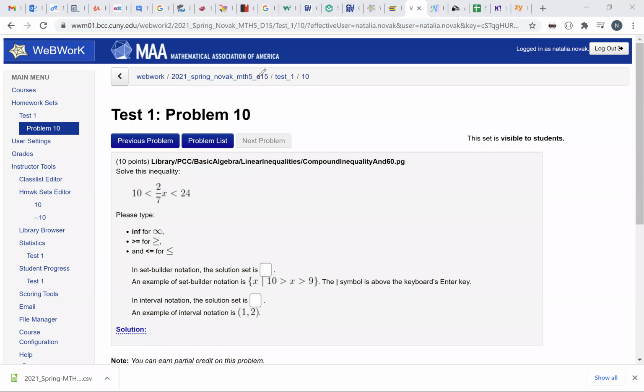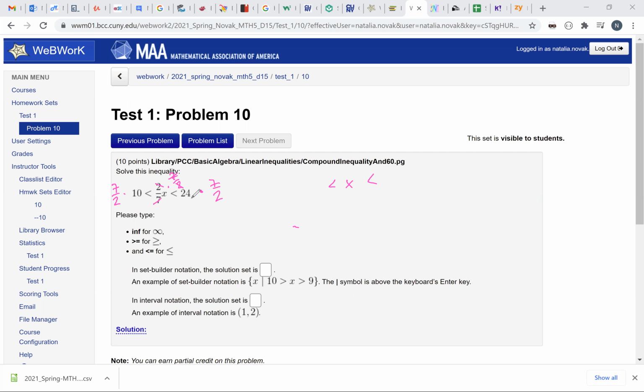Okay, so this is what I would do with it. I would multiply all the sides by 7 over 2, by 7 over 2. It's the reciprocal of the coefficient of x. So what happens here is this 2 is canceled and this 7 is canceled, and I'm getting x.